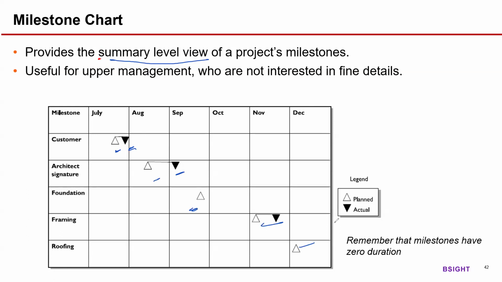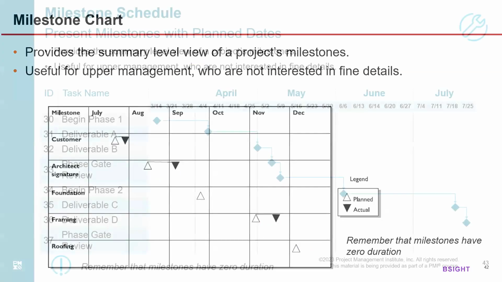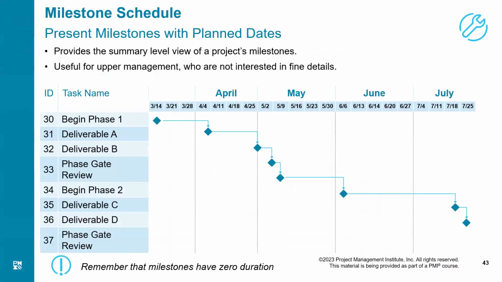Where will you use it? As I told you, when the upper management is asking for a summary level view of the project details, the project schedule, you will go with a Gantt chart. Sorry, you will go with a milestone chart. This is another milestone chart.